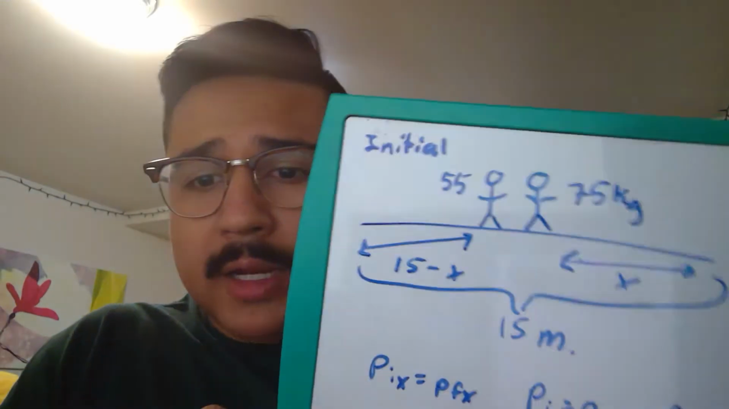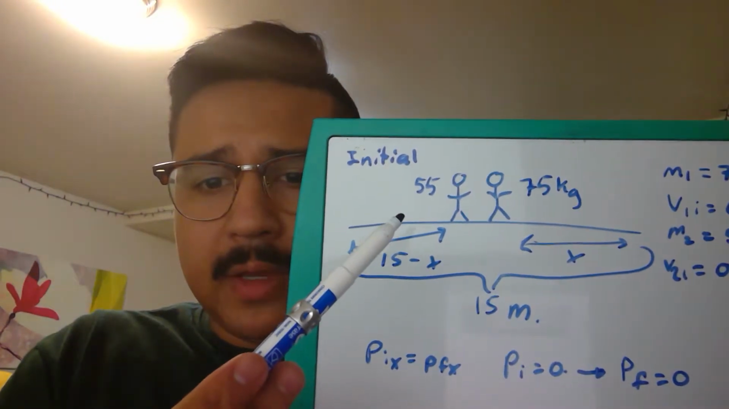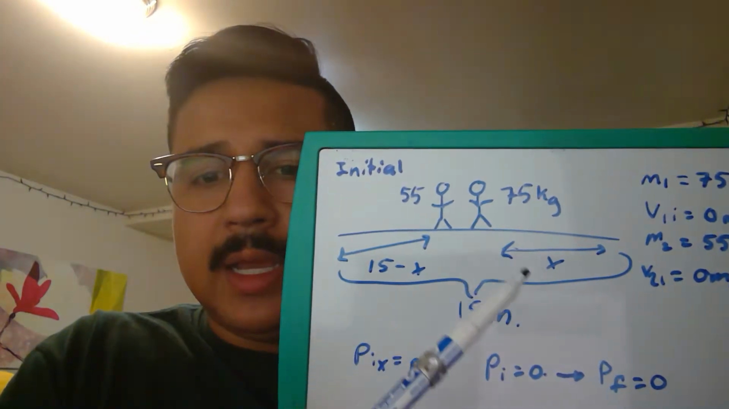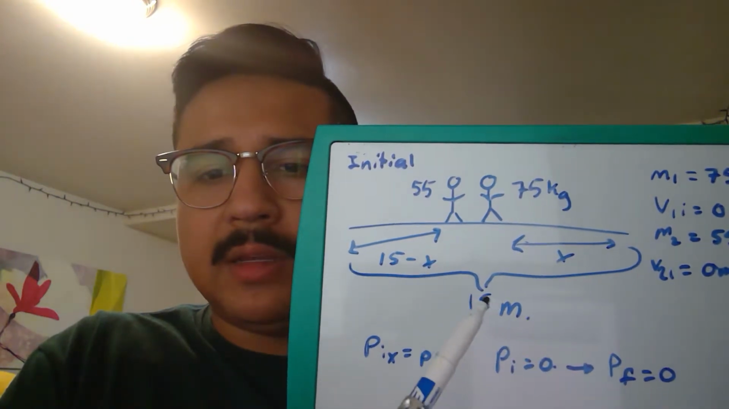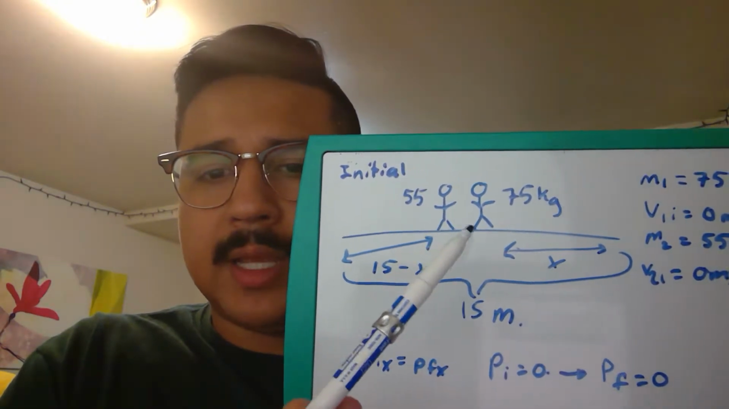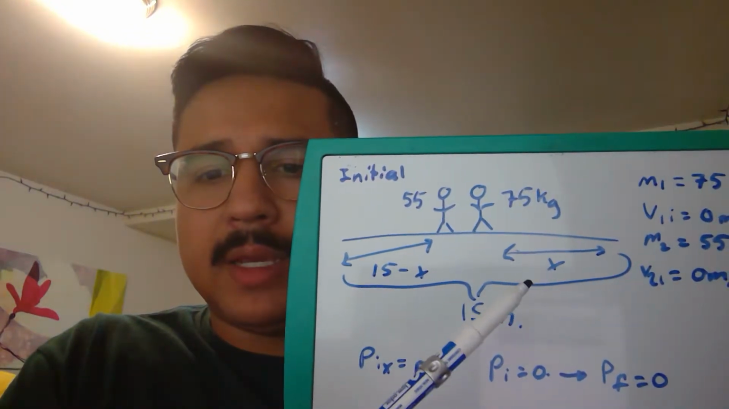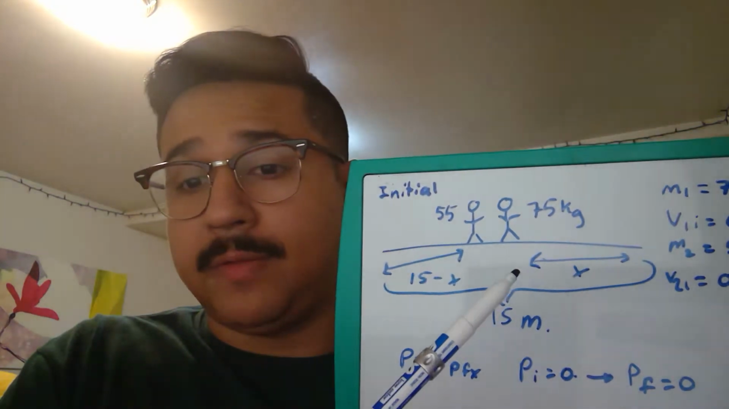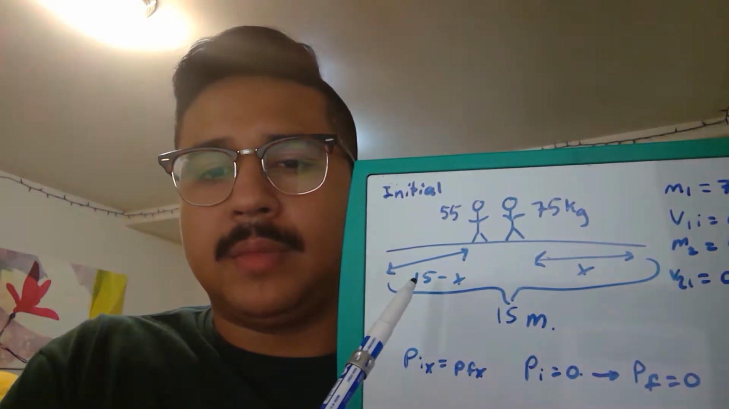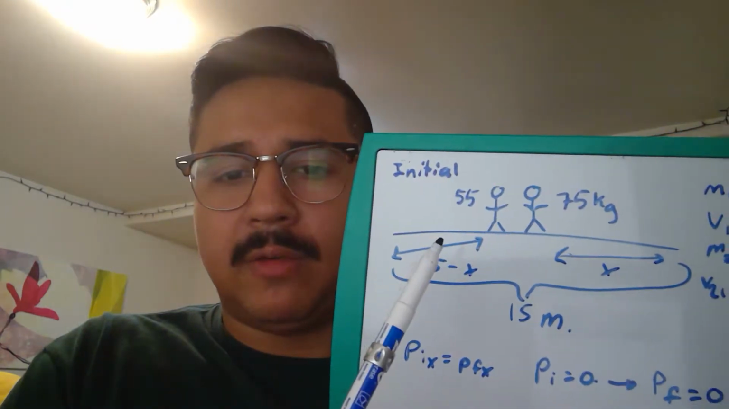So I've gone ahead and drawn a little diagram where I put the 55 kilogram skater on this side and the 75 kilogram ice skater on that side. And we see that the frozen river is 15 meters total. I labeled the distance that the 75 kilogram person is going to go as X, because that's who we're trying to find how far they went. And so I'm going to do X minus 15 for the 55 kilogram skater.